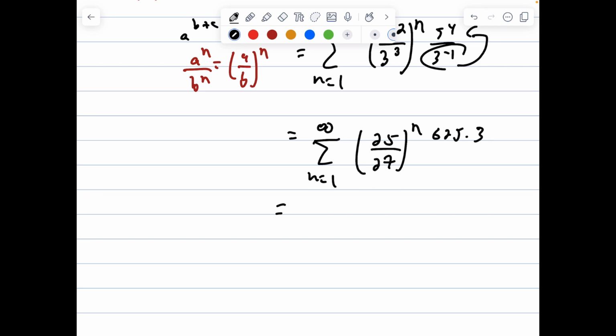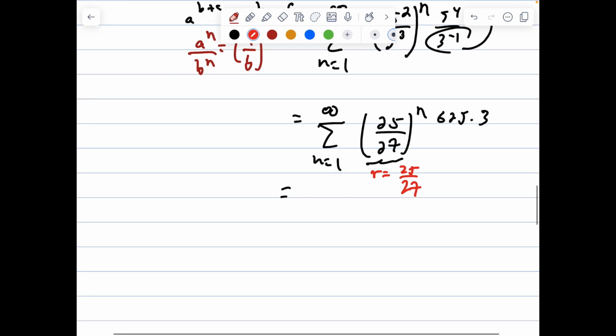Yes, it does, because what you see there is now in the form that I can look at. R is 25 over 27. So it's in the form of what I wrote earlier, or the theory where the conditions for convergence and divergence are outlined. So your r is 25 over 27, which is less than 1, so it's going to converge.